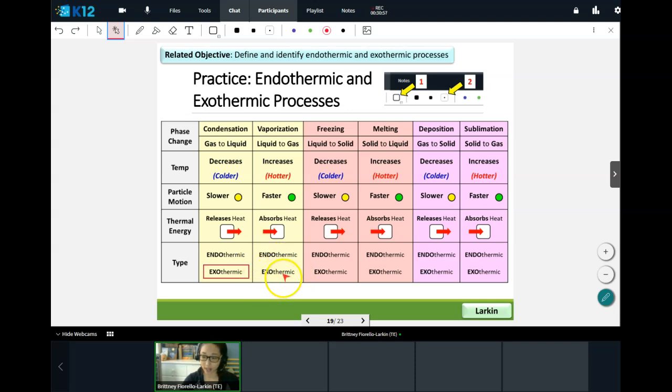Is this endo or exo? Tell me in the chat box. Vaporization, is that an endothermic or an exothermic process?